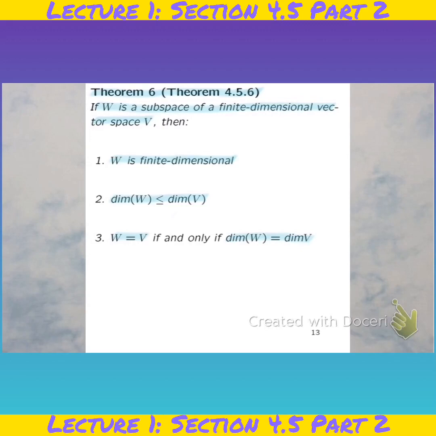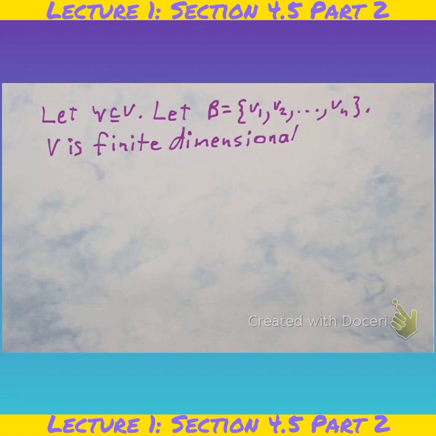So quickly look at the first one. Why is it that if W is a subspace of a finite dimensional vector space, the subspace inherits the finite dimensional property from the space V? Alright, so we take a subspace W of V, and we take a basis for V, which has got n vectors, and we said V is finite dimensional.